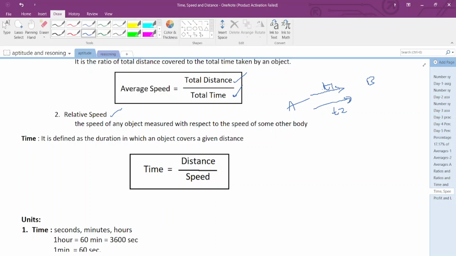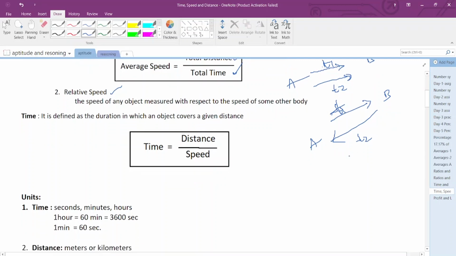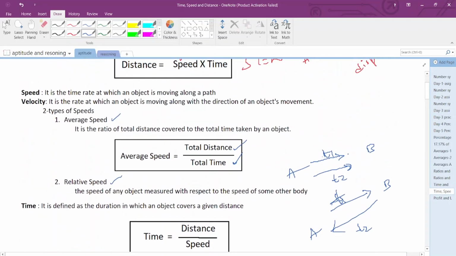Okay, how much it is comparatively to T1. So this is called a relative, even though it is not only applicable for the same direction, it is applicable for the opposite direction also. If train 1 is moving from A to B, and train 2 is moving from B to A, then if we find the speed of T2 with respect to T1, we call it a relative speed. Okay, now this is about the speed.